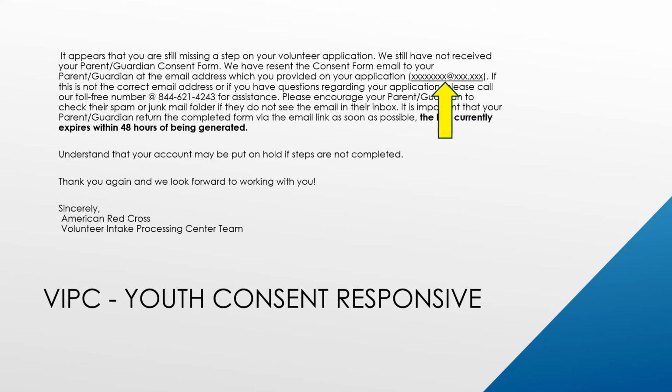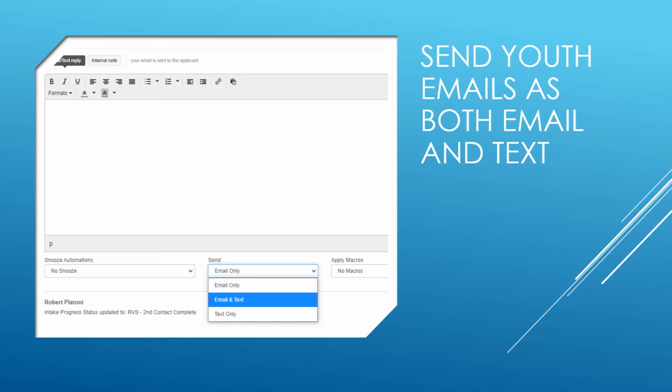Send the VIPC Youth Consent responsive email as both an email and a text. Make sure you add the parent-guardian email address into the content of the email. Be sure to send all youth emails as both email and text.